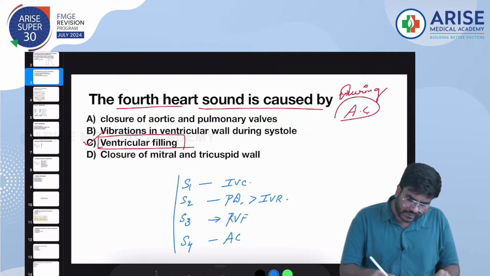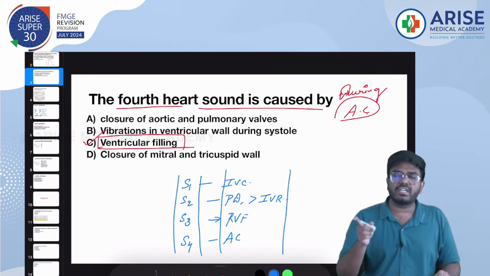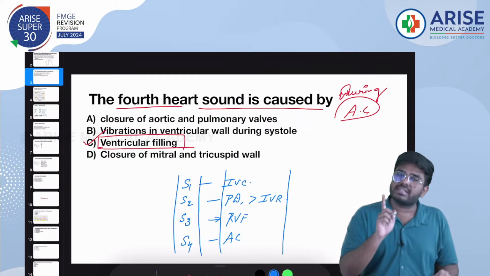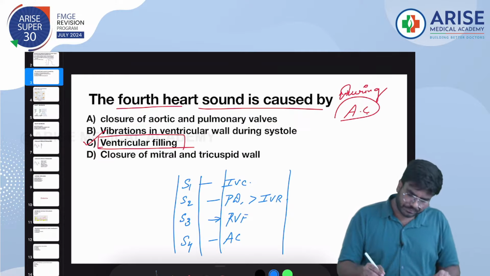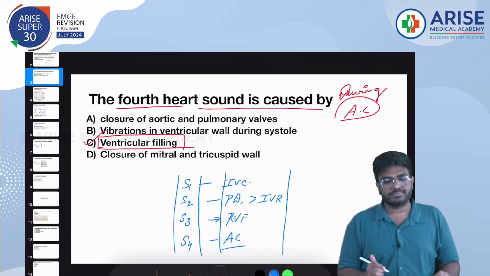These are the different heart sounds, and these are the phases of the cardiac cycle. S1 isovolumetric contraction, S2 isovolumetric relaxation, S3 rapid ventricular filling, S4 atrial contraction. Okay, so these are the heart sounds and their phases.